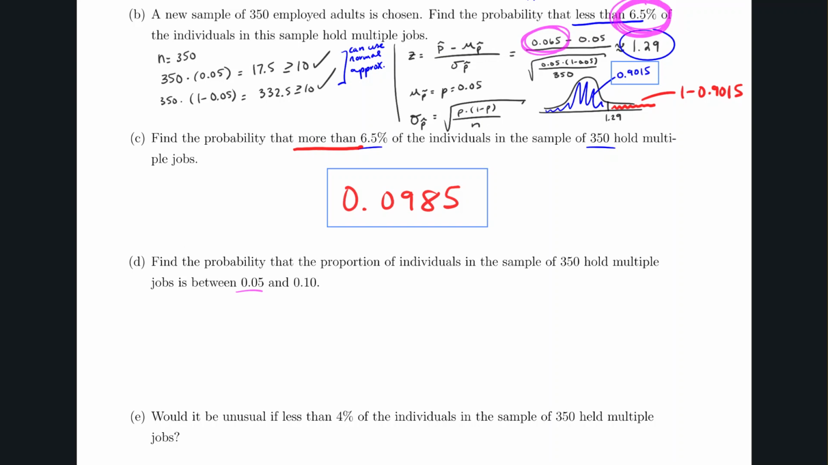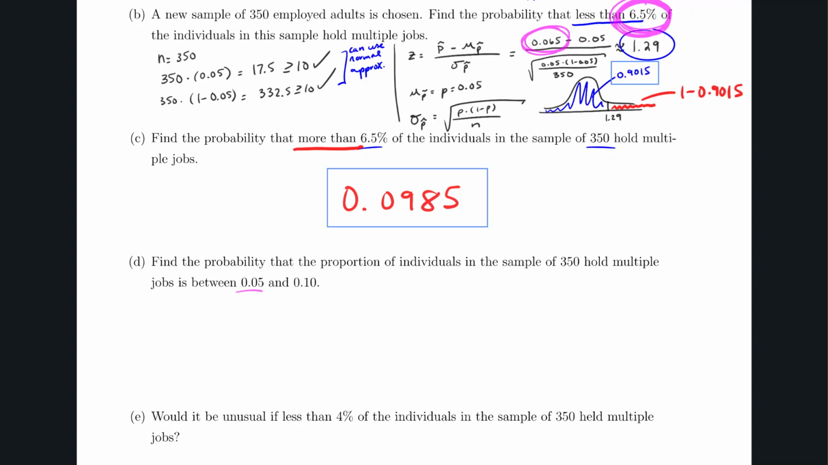This could have been phrased as find the probability that the proportion of individuals in the sample that hold multiple jobs is between 5% and 10%. But as a quick shortcut, they said, look, we're already giving you the percentage as a decimal. So don't be thrown off by the difference of why we are talking about percentages in B and C but not in D. It's just that the percentage has already been translated for you in D, whereas in B and C you had to take that extra step.